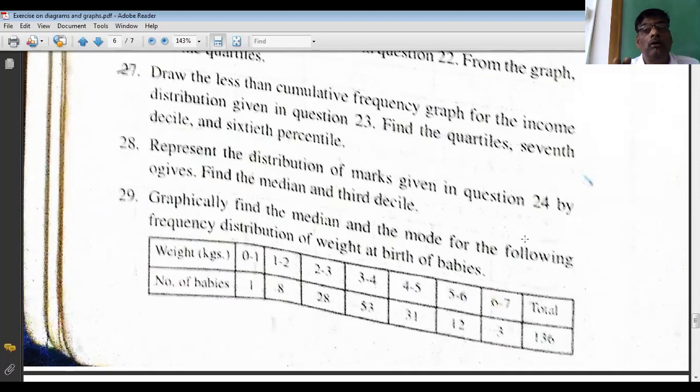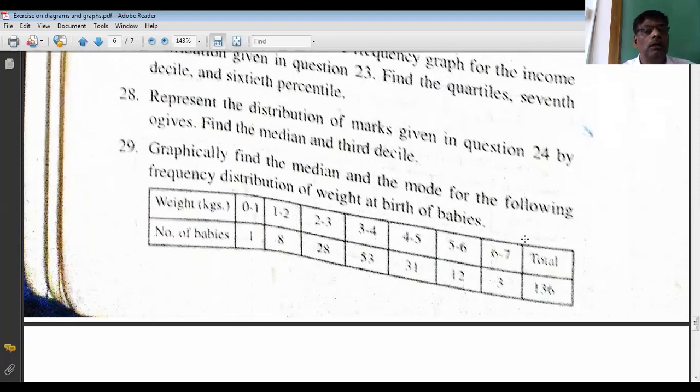Percentile and deciles are there. I will explain the theory in the next chapter and I will solve all these examples. Otherwise, I will solve some problems of this type of example. Afterwards, you will solve the problems.